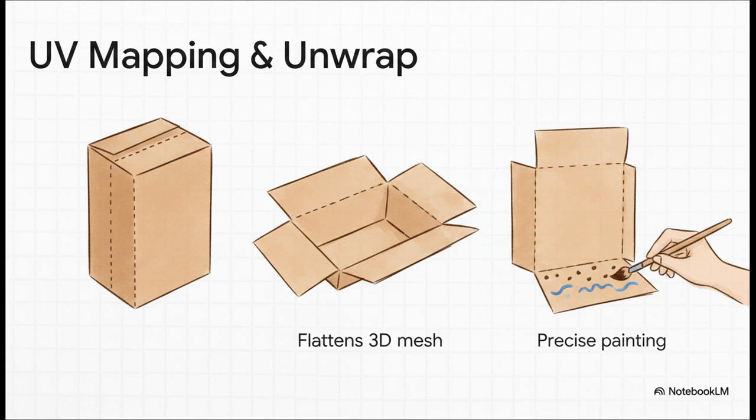I love this brilliantly simple analogy. It is exactly like taking a cardboard cereal box, cutting it along the seams, and laying it completely flat on a table so you can paint it. You literally have to tell the software exactly how to peel the skin off your character, lay it flat without stretching or distorting it, paint all the freckles and fabric details, and then wrap it perfectly back onto the 3D mesh.